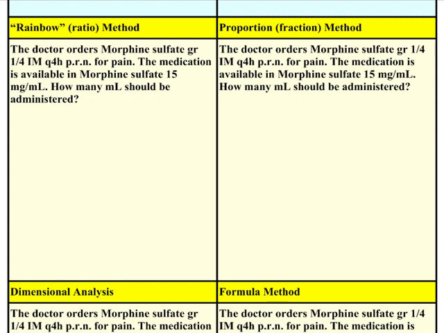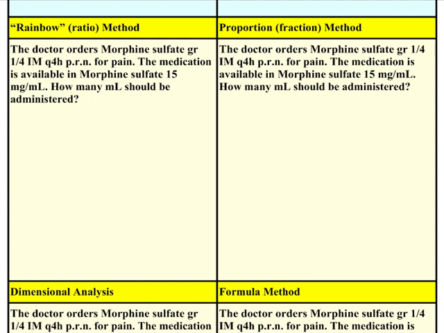Let's try another problem. This time, the doctor orders morphine sulfate grain 1/4 IM every 4 hours as needed for pain. The medication is available in morphine sulfate 15 milligrams per milliliter. How many milliliters should be administered? First, let's do this calculation using the rainbow method.